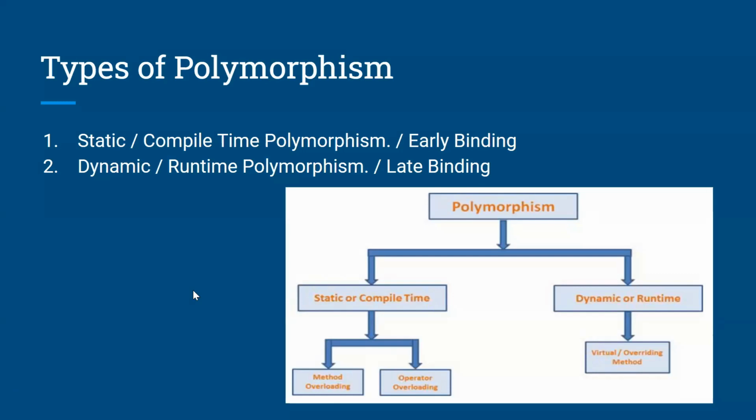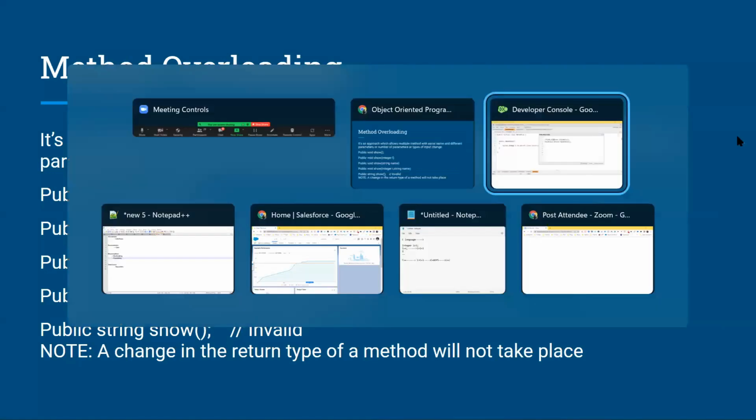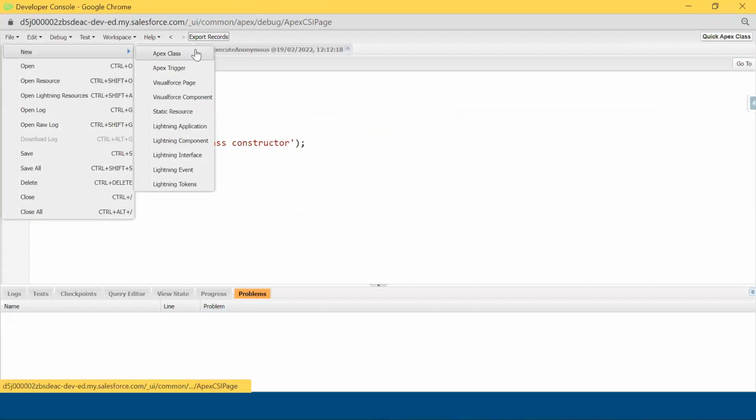Right now, in this area, let me show you method overloading. This is an approach that allows multiple methods with the same name and different parameters, either a different number of parameters or different types of parameter input. So based on the parameters we can perform method overloading with the same name and different parameters. How to achieve it? Let's say here in this class, let me define one other class.